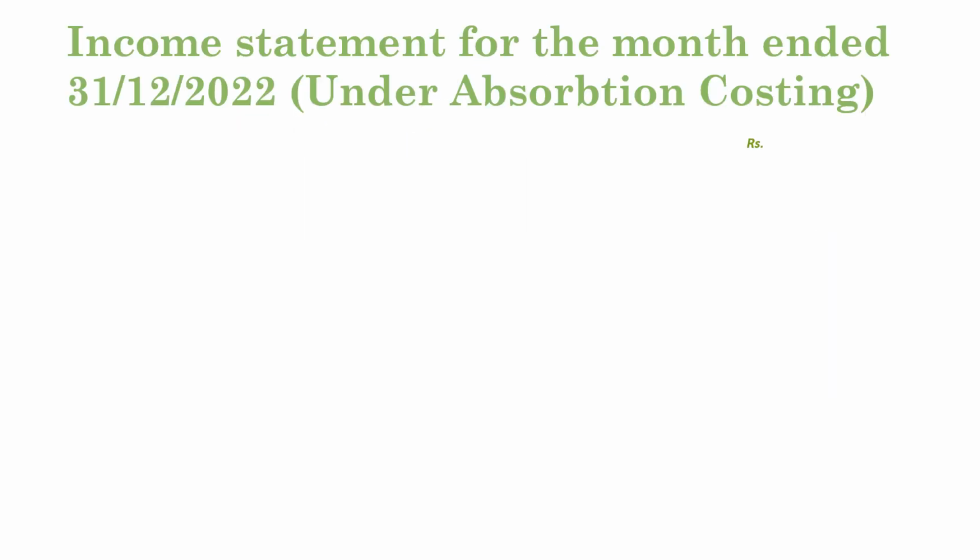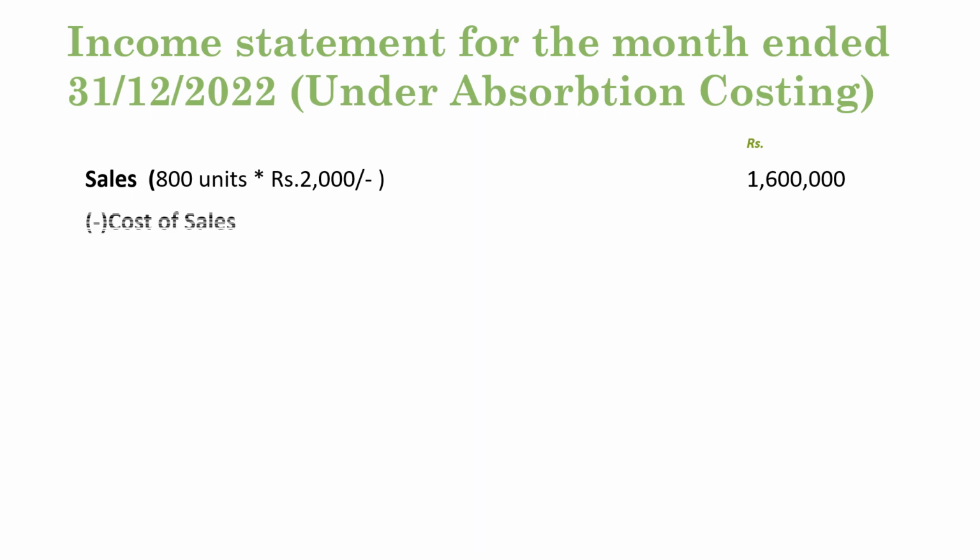Let's calculate the income statement under absorption costing. Here also we are going to start with the sales. So the selling price into the selling quantity. It is the same as the marginal costing, that is 1,600,000. From that value we have to deduct the cost of sales. So here we have to remember under absorption costing we are going to take the full cost of production. So the value is 1,384 rupees and 21 cents.